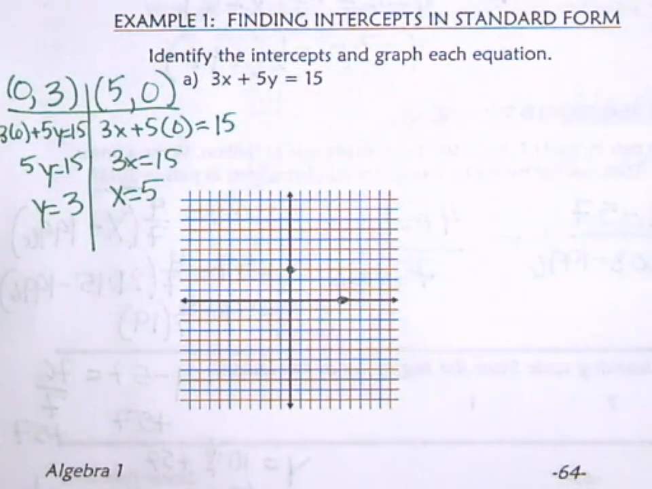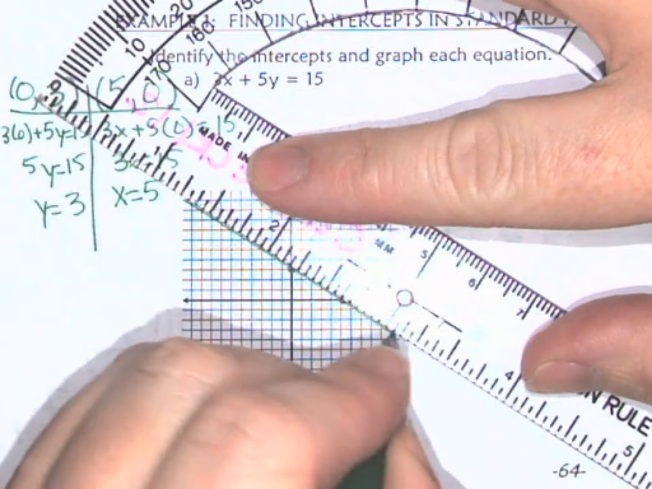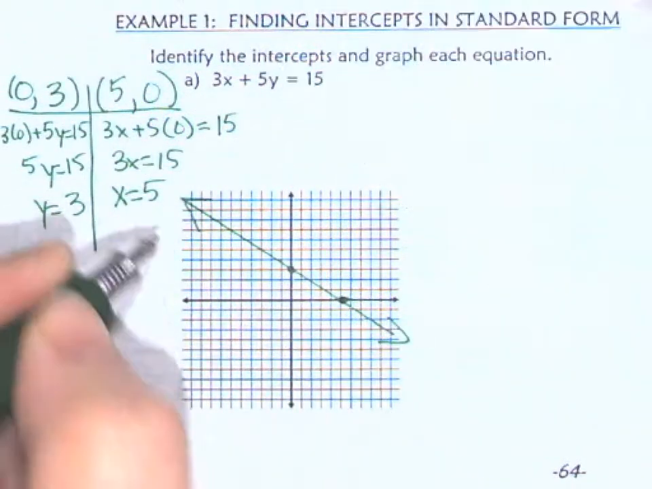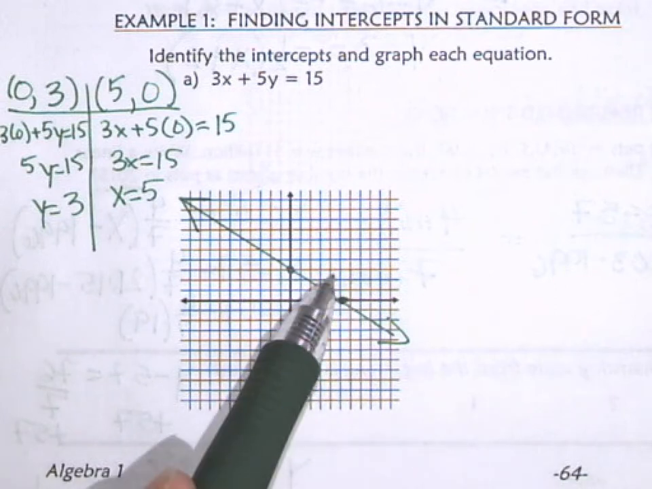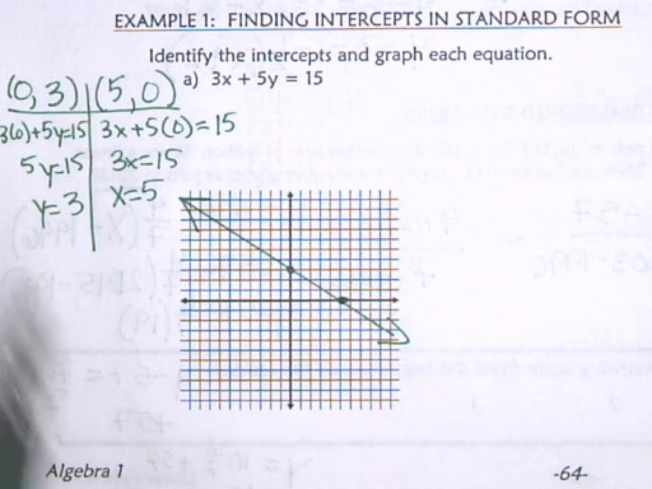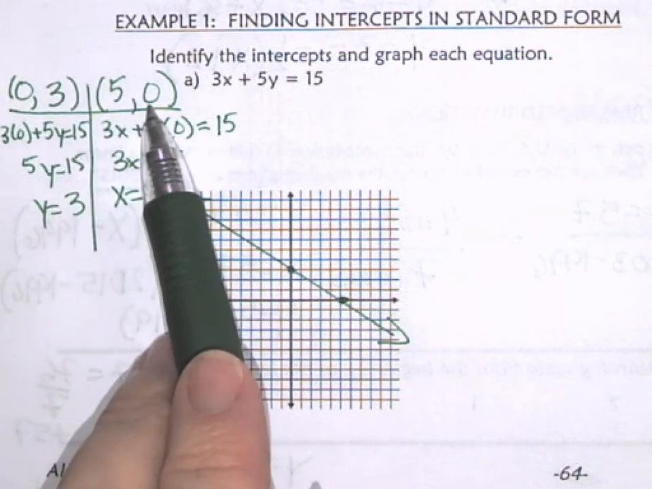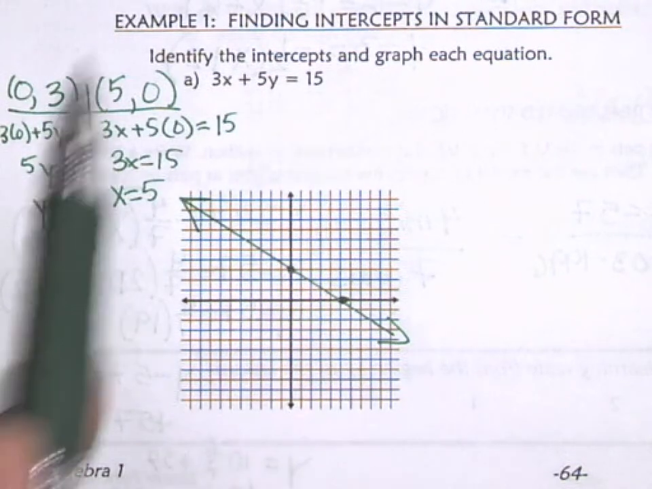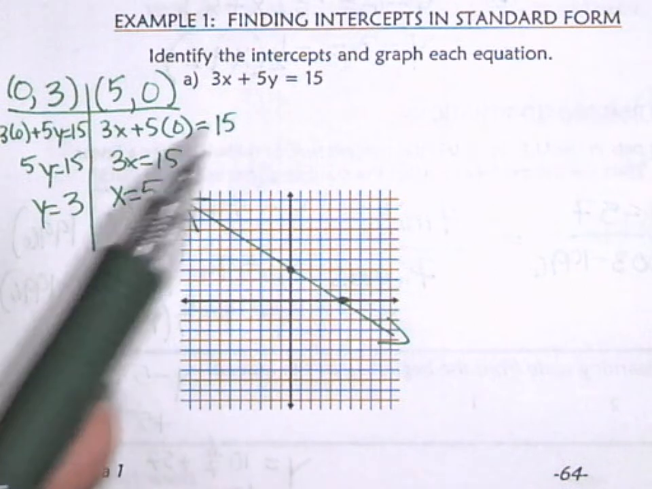It's really important that you do not try to combine these. What often happens is students try to say that the point is 5, 3, but that's not even on the line, that's over here. It's 0, 3, and 5, 0, because remember, ordered pairs for an equation are solutions or points on the line that make the equation true.